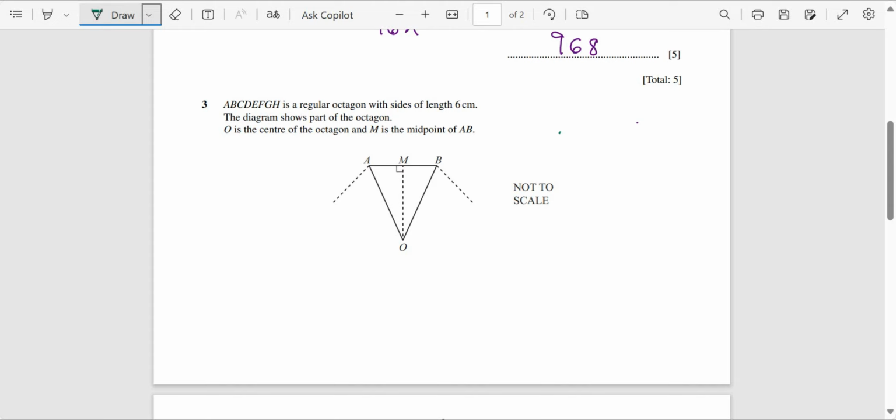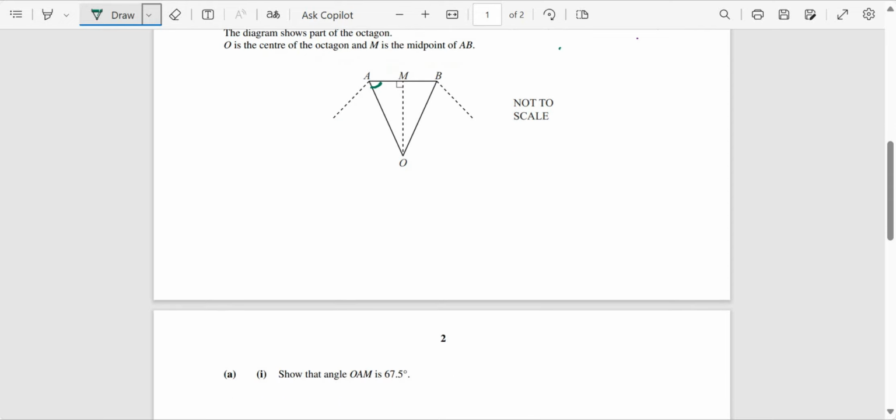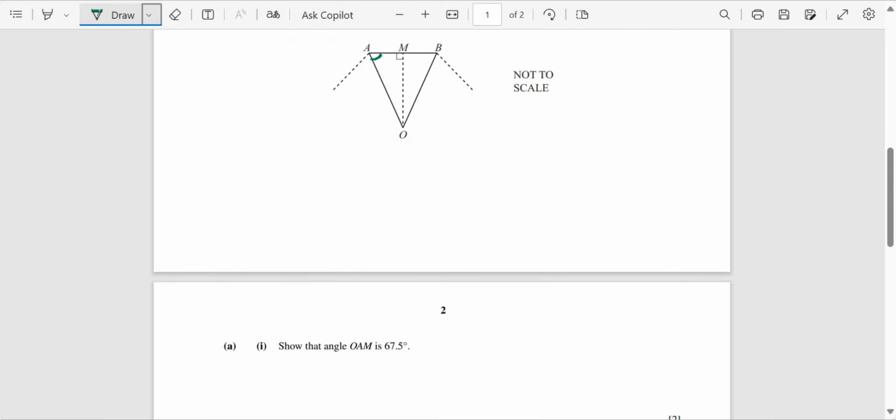Now, let's identify our angle OAM. So this is what we're looking at. But to show that that angle is 67.5, the first thing we need to calculate is the value of each angle of a regular octagon. So each angle of a regular octagon is (n minus 2) times 180 divided by n. In this case our n is 8 because it's an octagon, so 8 minus 2 multiplied by 180 divided by 8. When you use your calculator, this is going to give us 45 degrees.